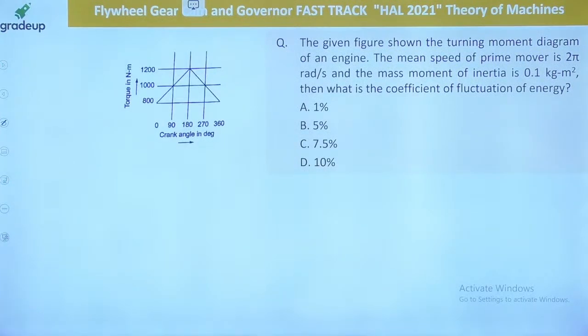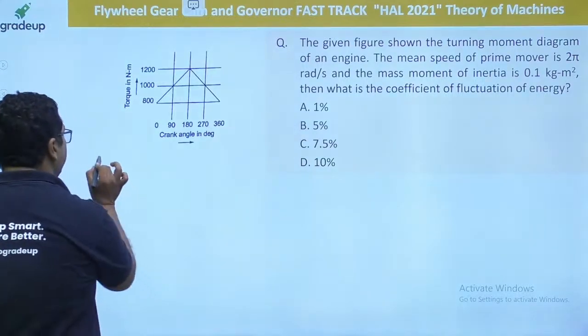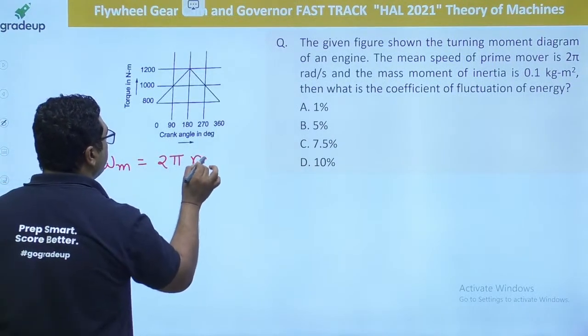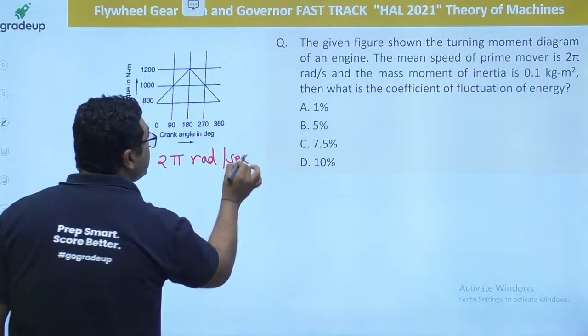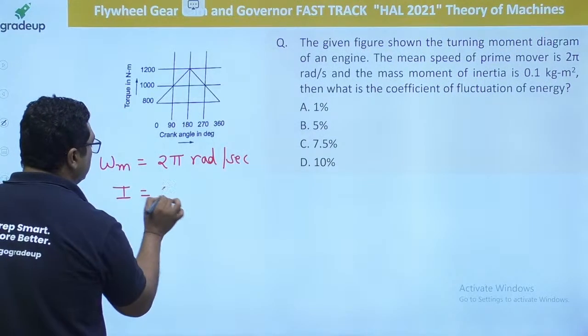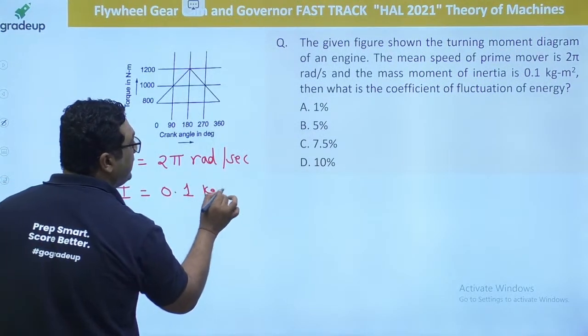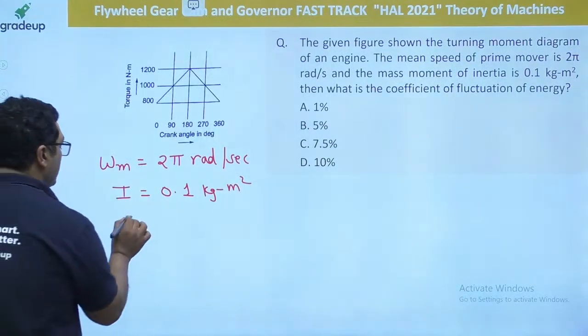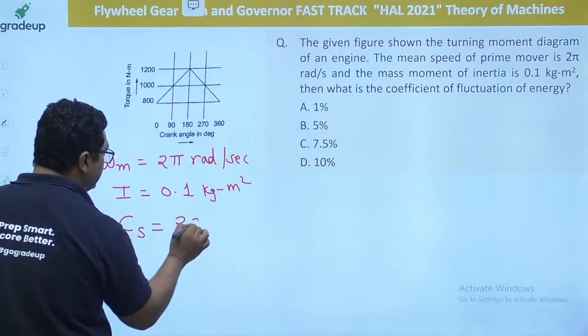Okay, this is the next question. The given figure shows the turning moment diagram of an engine. The mean speed of the prime mover is 2 pi radian per second. So my dear, omega mean is 2 pi radian per second. Mass moment of inertia is I, 0.1 kg meter square. Then what is the coefficient of fluctuation of energy? You need to find out the value of CS.